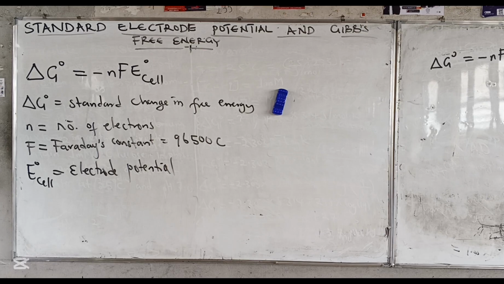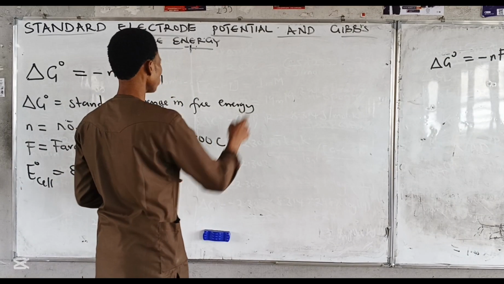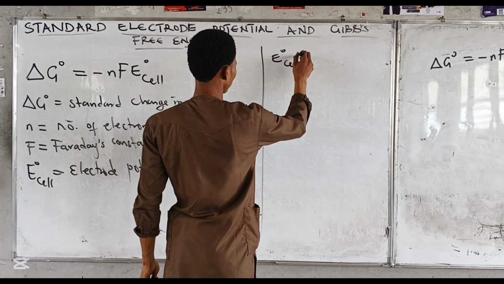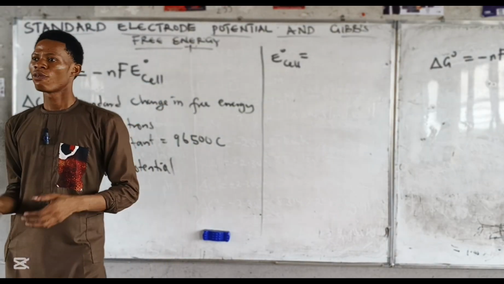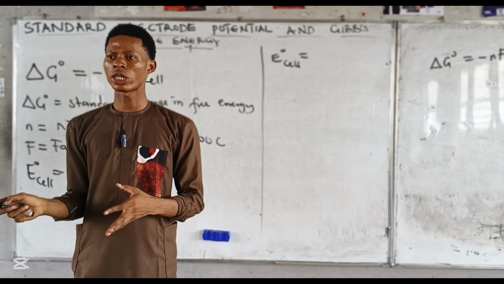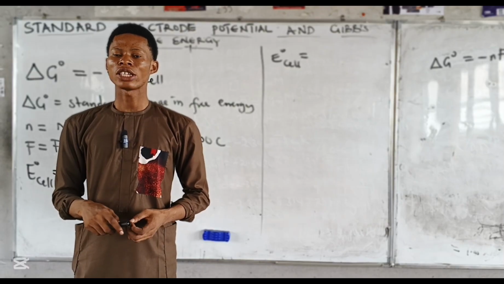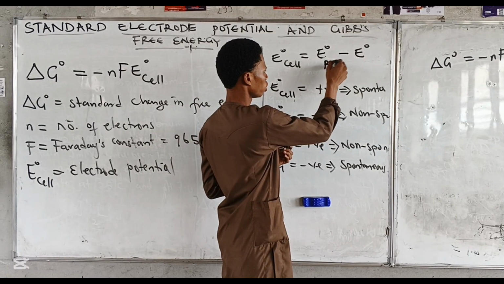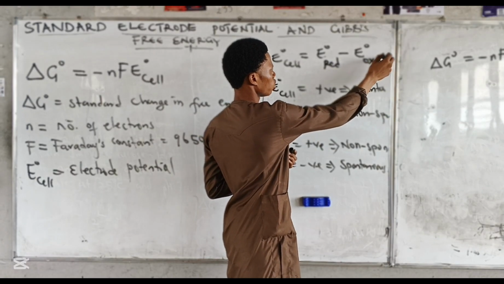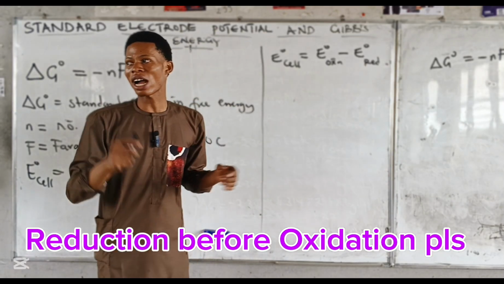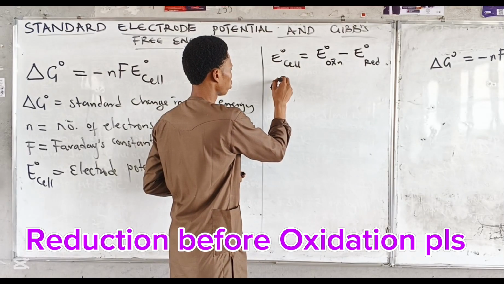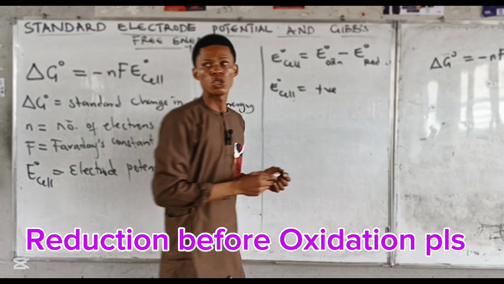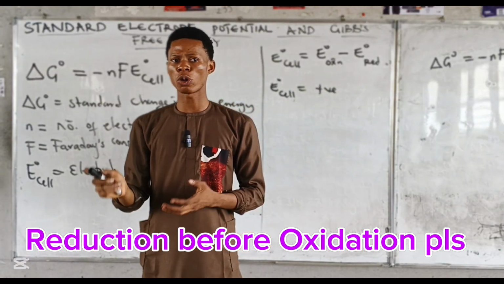Now, one thing we have to note here is that E naught cell is used for redox reactions, oxidation reduction reactions, right? And if you want to calculate, E naught cell is equal to E naught of reduction minus that of oxidation. So please take note. Now, if after calculation your E naught cell is positive, you can use this to predict if a reaction will be spontaneous or not.